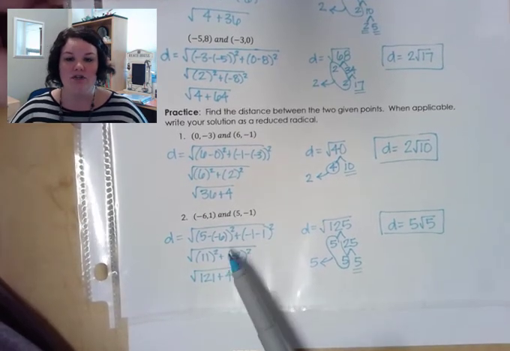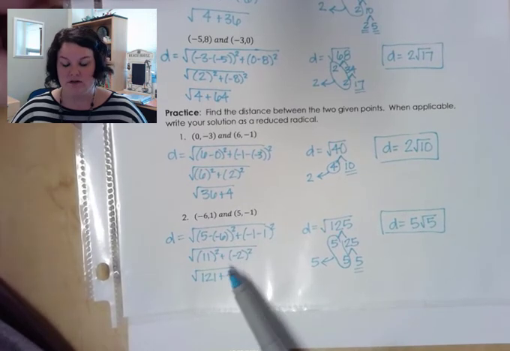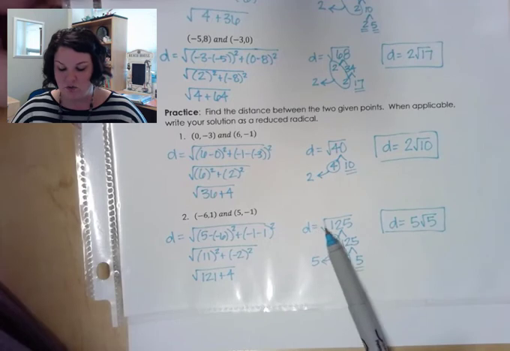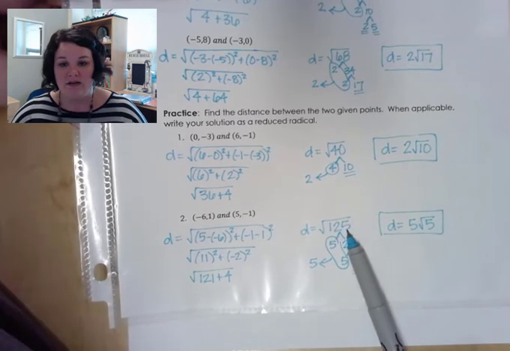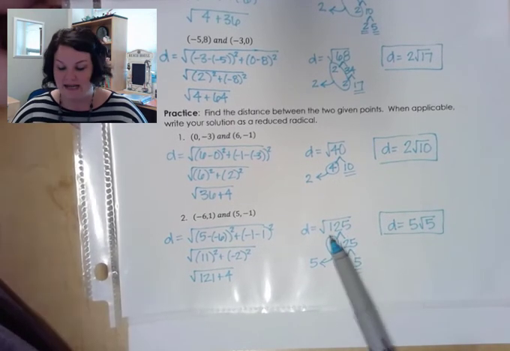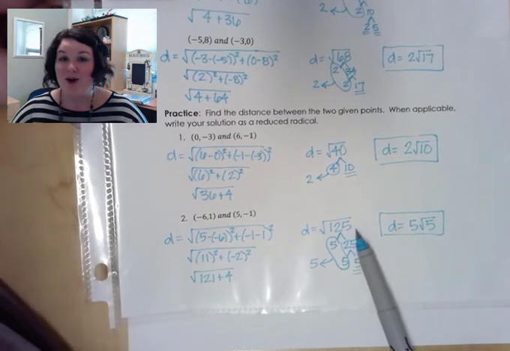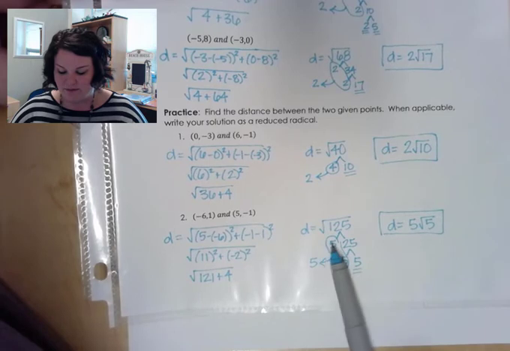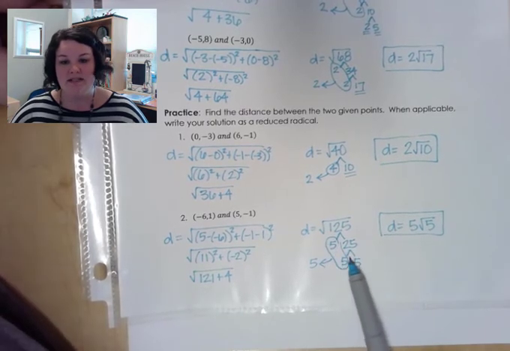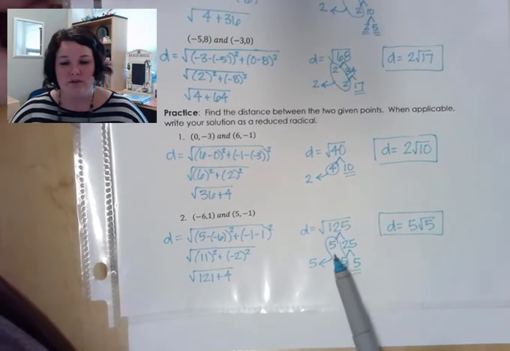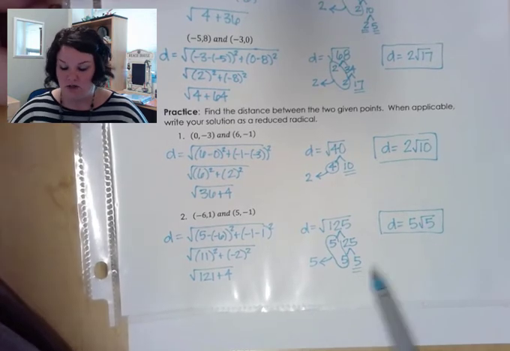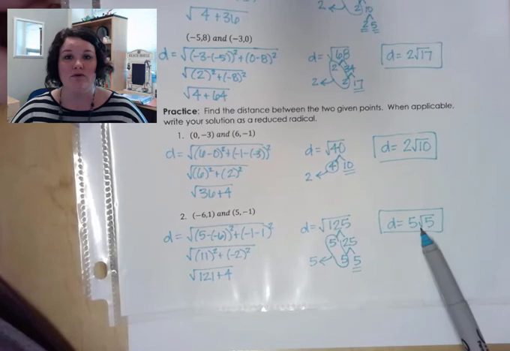Okay. On number 2, when you calculate your distance formula, we end up with a distance of the square root of 125. And we want to go ahead and break that down. It ends in 5, so I know it's divisible by 5. So when I break it down by 5s, I end up with 5 times 5 times 5, which means I have 2 copies of a 5. So I can bring out a 5, and then I have another 5 that's going to be stuck under the radical. So my distance is 5 square root of 5.